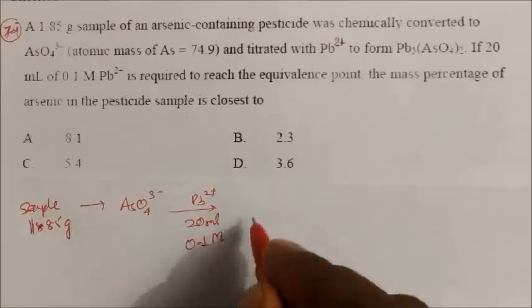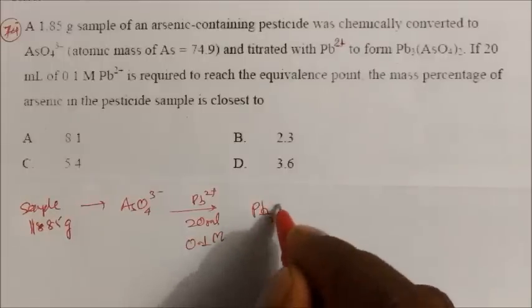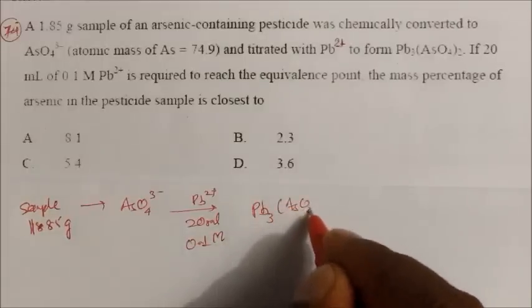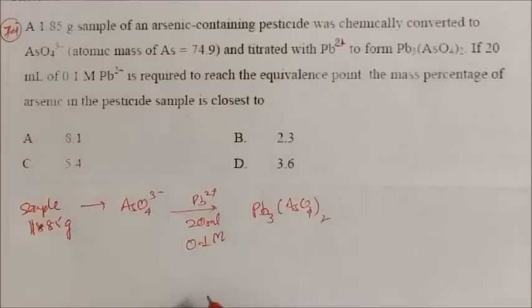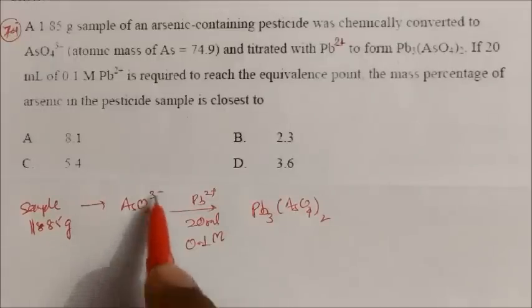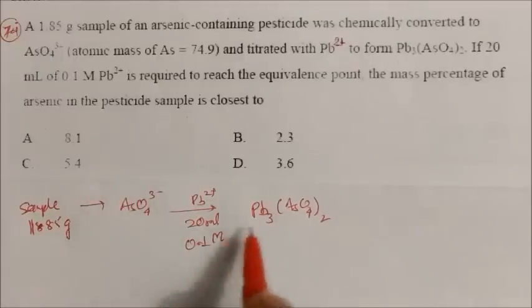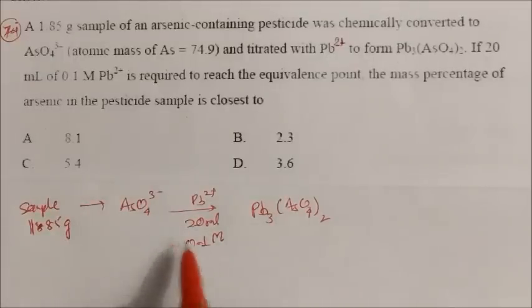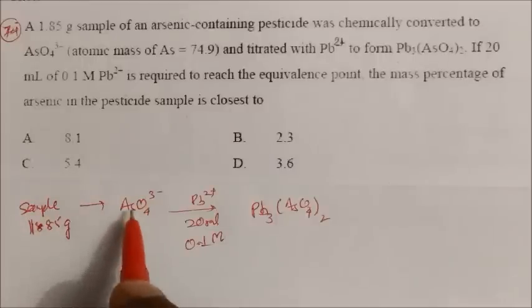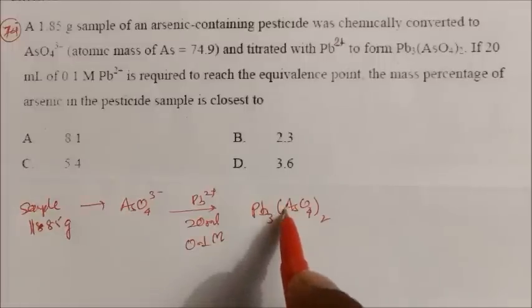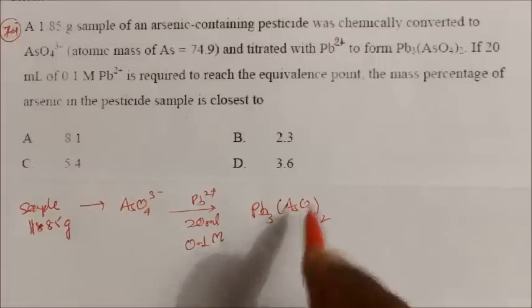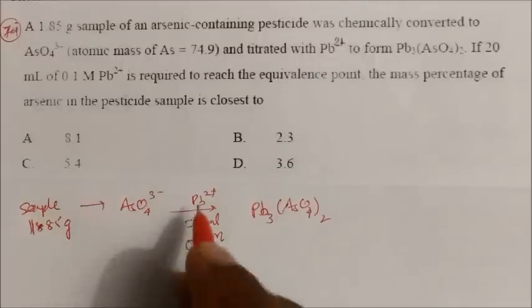And this is converted into Pb3(AsO4)2. This means that this whole arsenic is fully converted into lead arsenate. It means the moles of arsenic is totally equal to the moles of arsenic present in this compound. So here, how much lead is there?